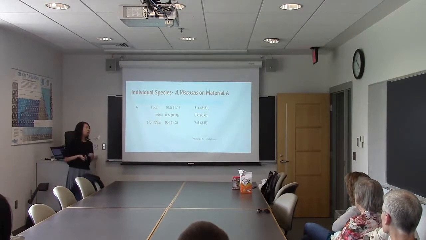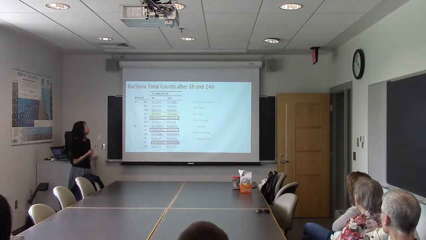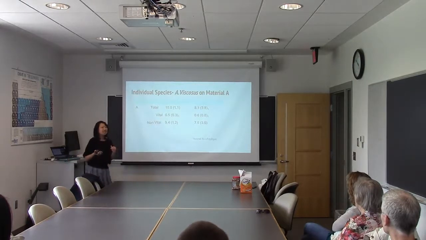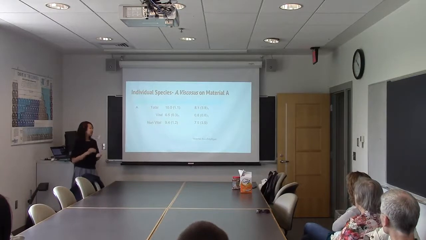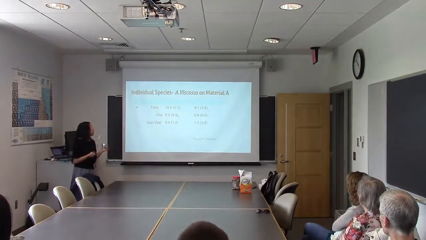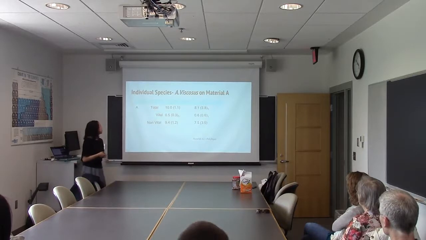Let's take a look at the individual species. For this one, it's A. viscosus. In order to visually see the dead and living cells, they superimposed the fluorescence microscope image of A. viscosus on material A. So let's look at the number first. For material A, we can see more non-vital, which means dead cells. There are more dead cells than living cells.